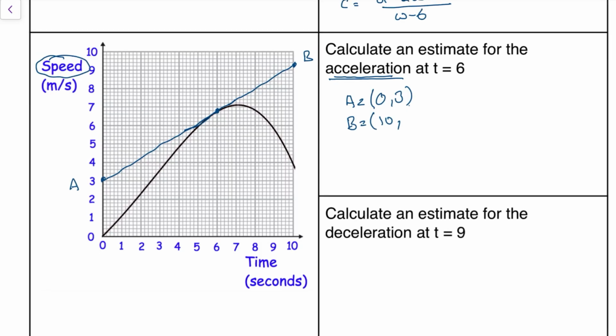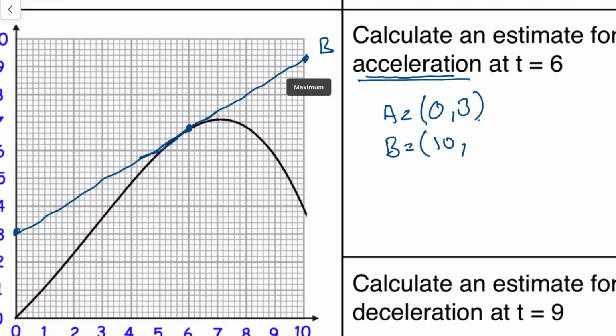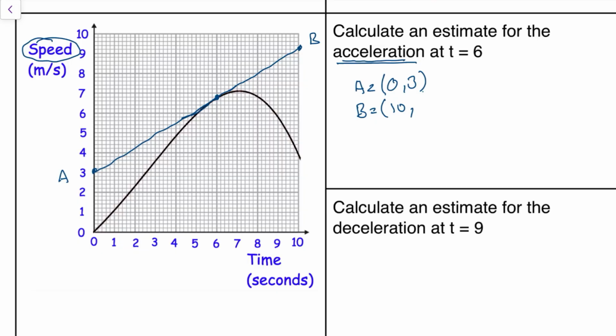I'm going to zoom in so you can see 9, each square is 0.2, so it's about 9.3. Again, I'm being spuriously accurate here, but I'm just trying to do the best job I can to get in that range the exam will allow me. Which means my gradient, which is my acceleration, is equal to 9.3 minus 3 divided by 10 minus 0, which is 0.63. Now, I would suggest to you that anything between, I mean, probably even 0.55, but definitely anything that rounds to a 0.6 is probably fine, if not slightly more than that.